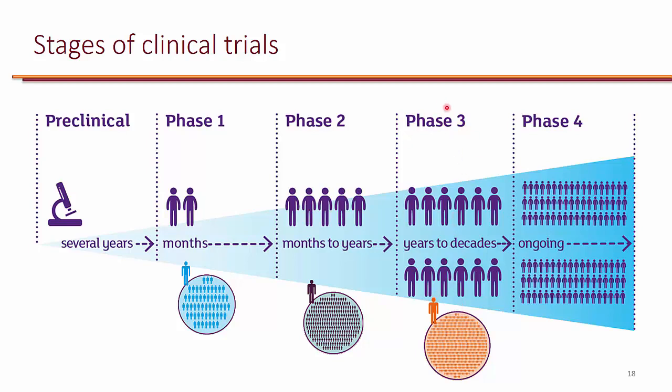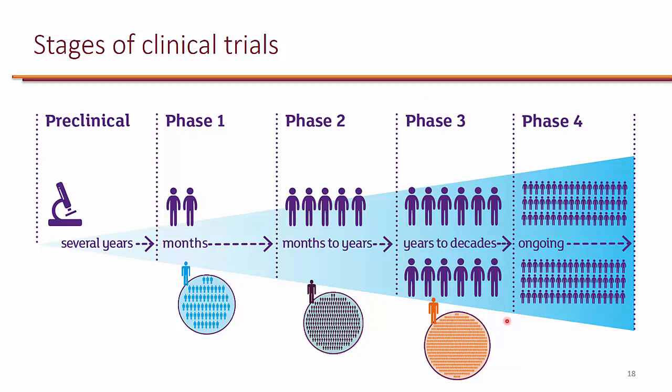Once phase three is done, that's where they would apply to the FDA for approval, and the FDA will analyze the phase three trial results, as well as all the other previous studies they've done so far. Collectively, the FDA will decide if the drug is safe and effective, and they will approve it.